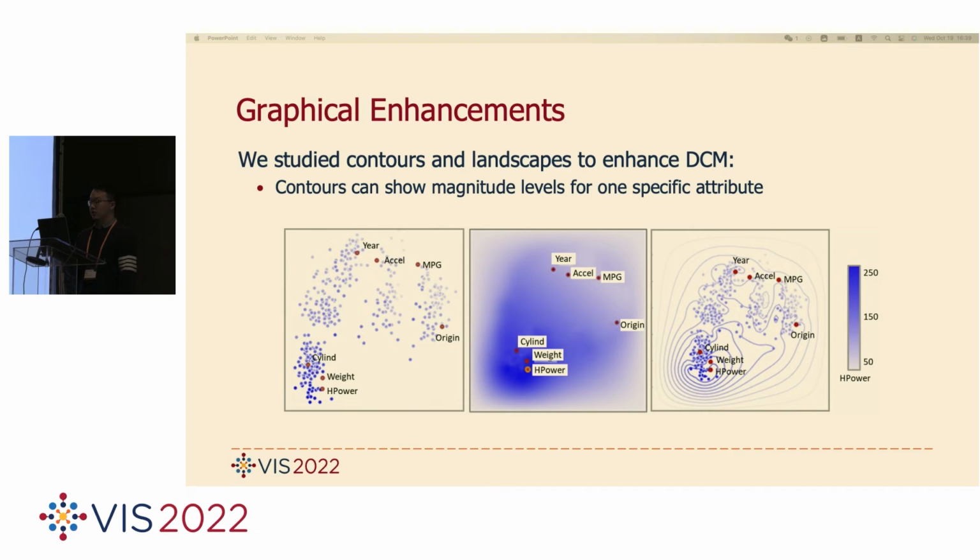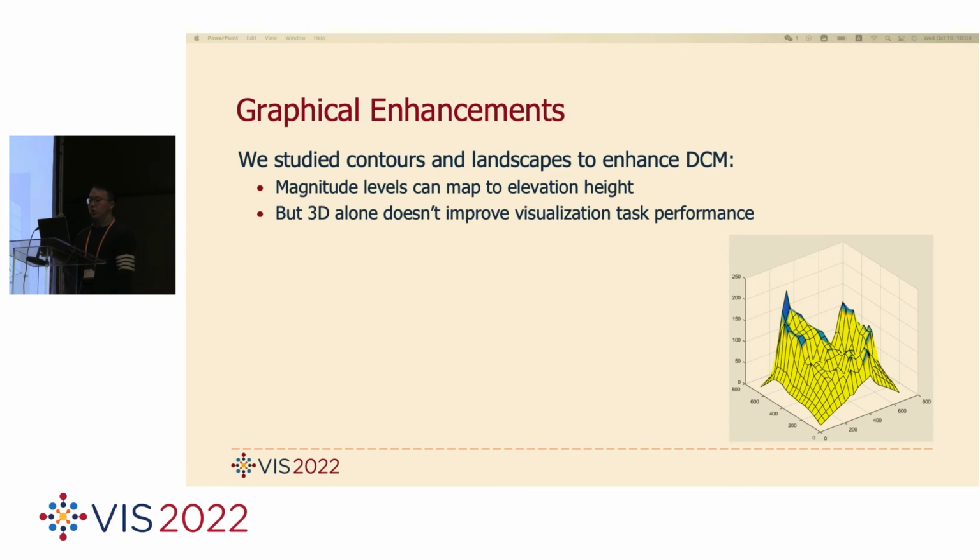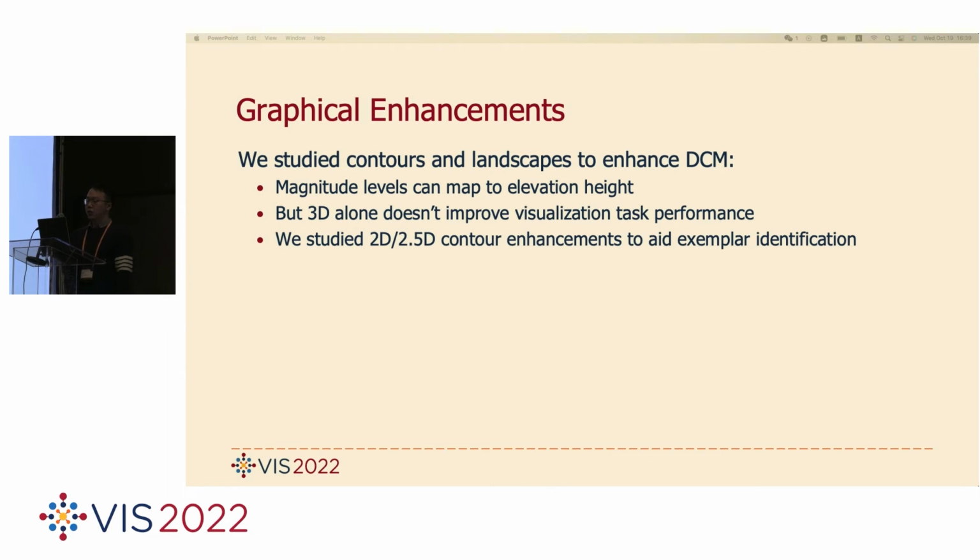To make the data context map satisfy exemplar identification tasks, we add graphical enhancements on it. We list 3 kinds of enhancements: the color encoding, density estimation, and contours. Contours are better than others we found since it reveals magnitude level, and the interval can be controlled manually to convey different accuracy level. We reviewed researches that compare 2D and 3D landscapes. We found that although 3D landscape looks more appealing, it doesn't provide extra benefits than the 2D scheme. So we just applied 2D and 2.5D enhancements in our study.